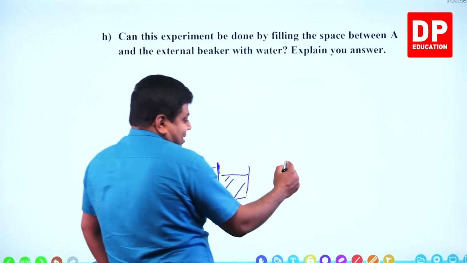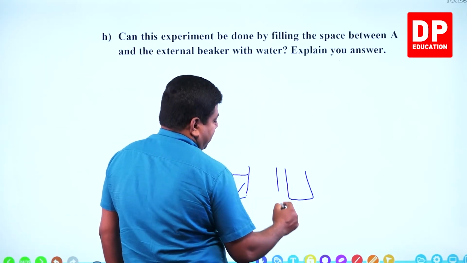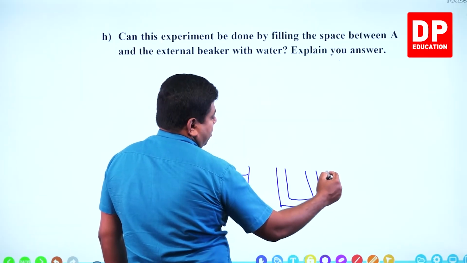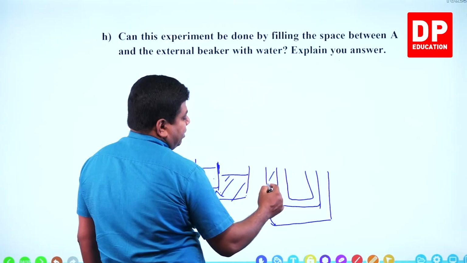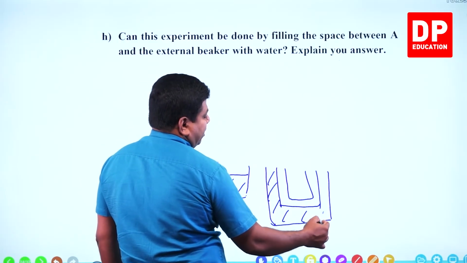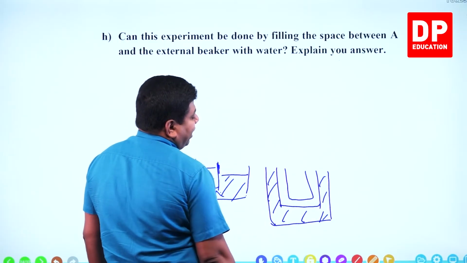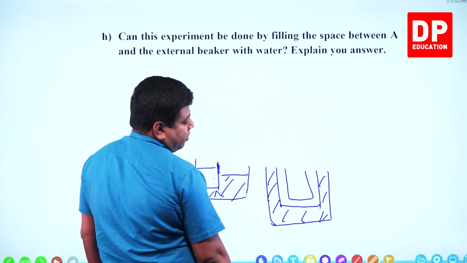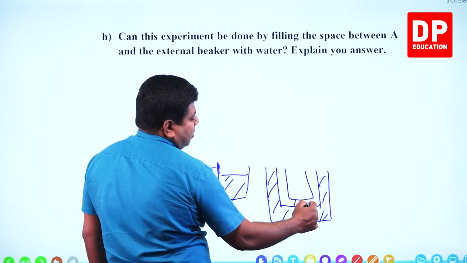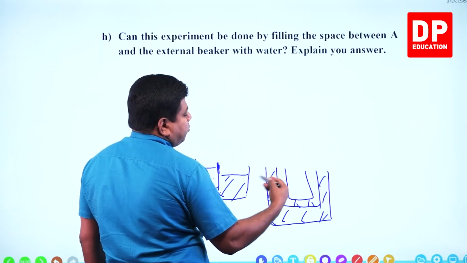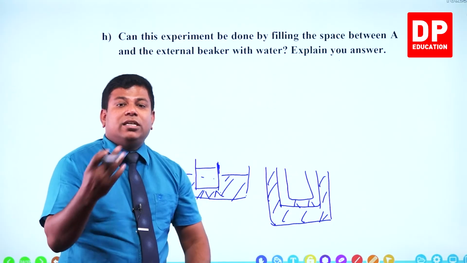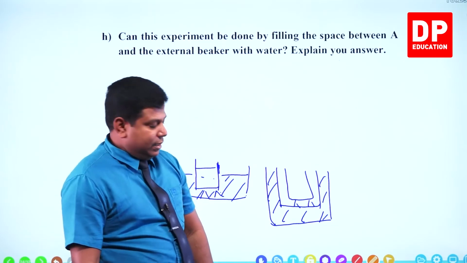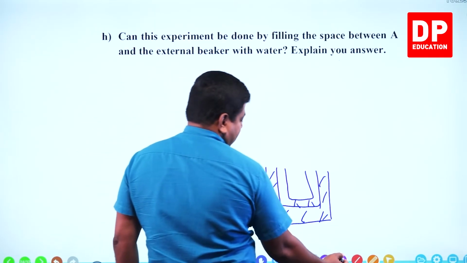We can do this, right? Keep it like this. Look at this. Here what we do, this space is filled with cool water. Then what happens? The water quickly absorbs the heat, and then time to time by changing the water we can do the experiment, right? So let's write that.